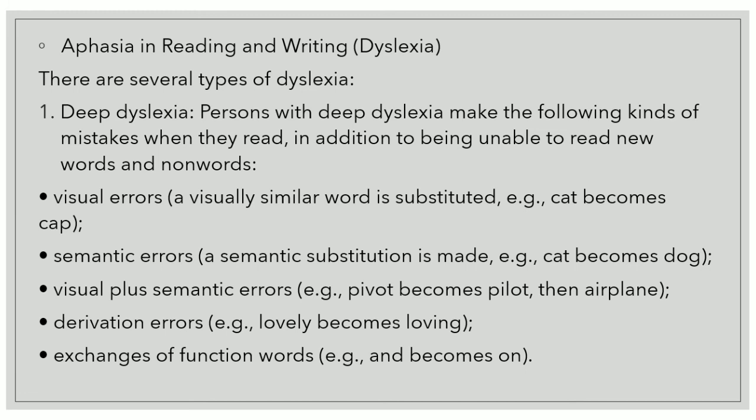Semantic errors. A semantic substitution is made. For example, cat becomes dog. Visual plus semantic errors. For example, pivot becomes pilot, then airplane. Derivation errors. For example, lovely becomes loving. Exchanges of function words. For example, and becomes on.